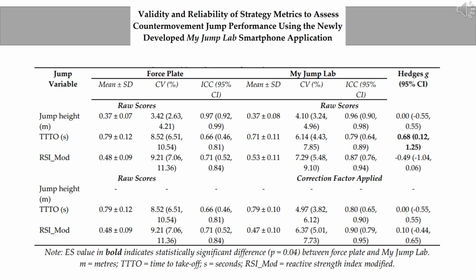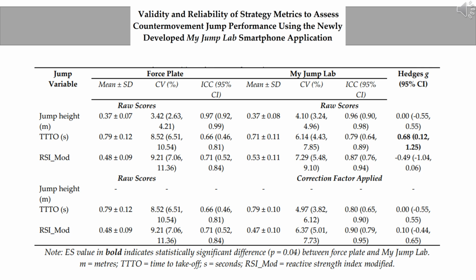And what we see here is the raw scores for jump height, time to takeoff, and RSI mod. We've reported our reliability data for both measures, the force plate and the app. And then we've also reported the difference in scores as Hedges' g effect size data. And just to give you an indication, if you look at the key here, any effect size that is in bold indicates a statistically significant difference between the force plate and the app.